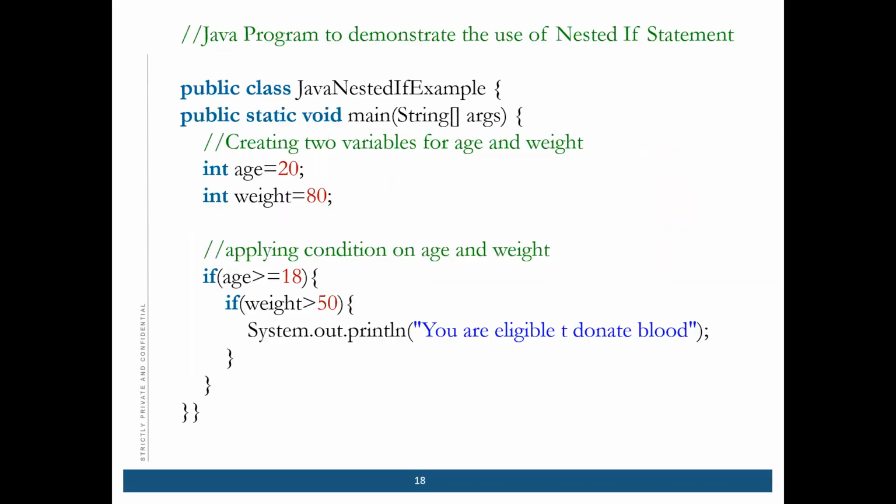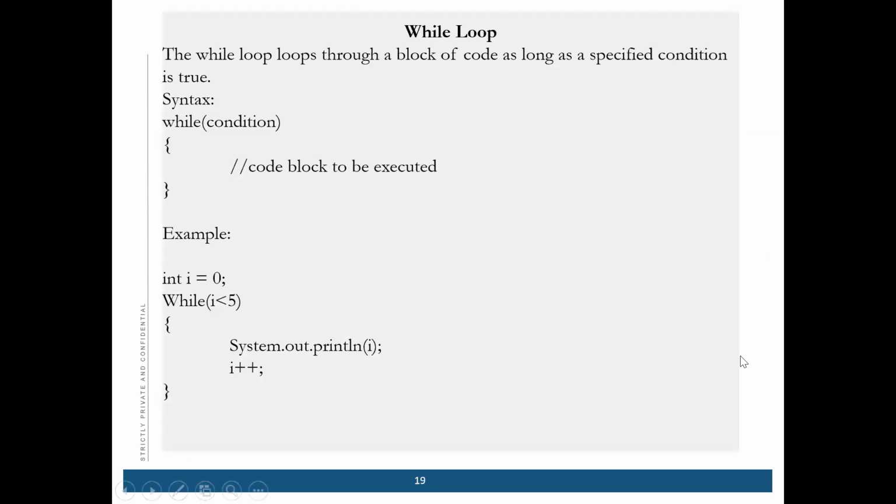Just try this program also on your own. If you have any doubt, we can discuss it in the next class. No problem. Now coming to the while loop. What is a while loop? Do you have any idea? There are two types of while loops: while and do while.